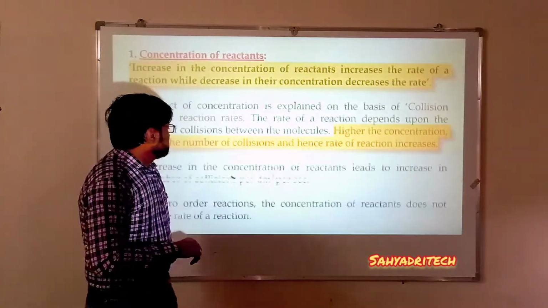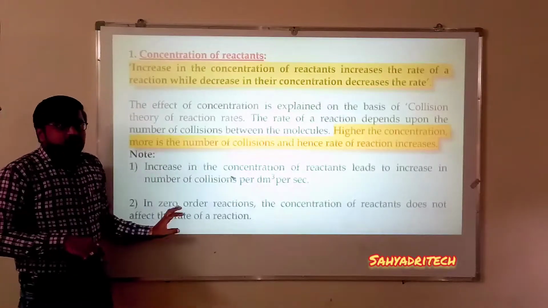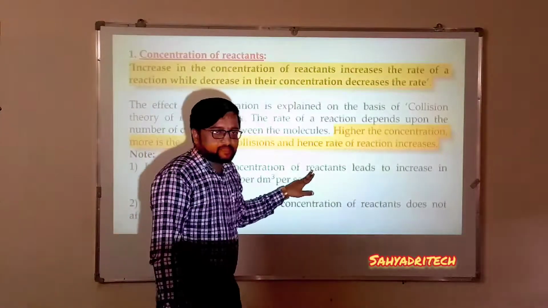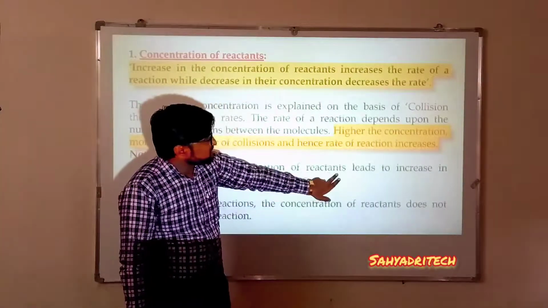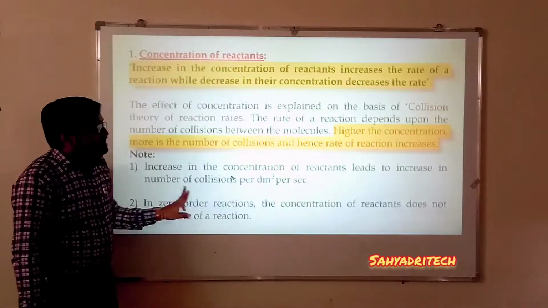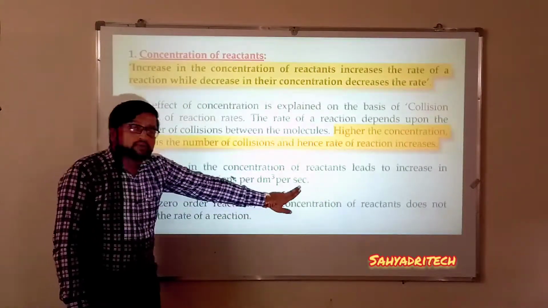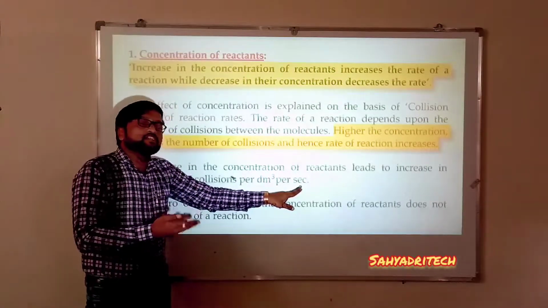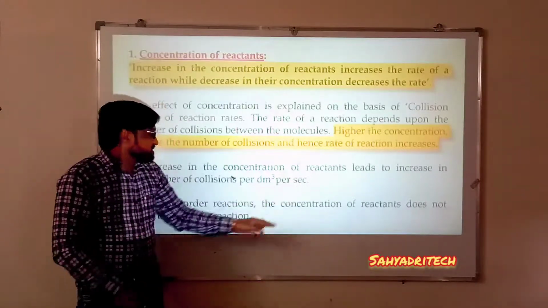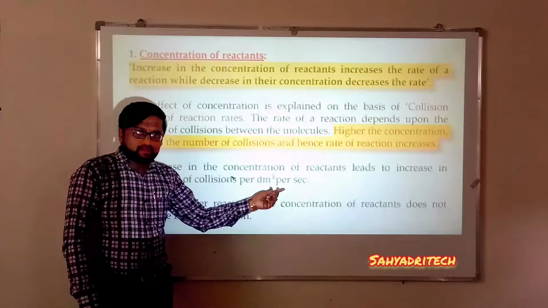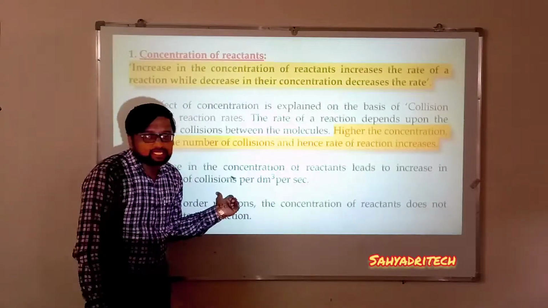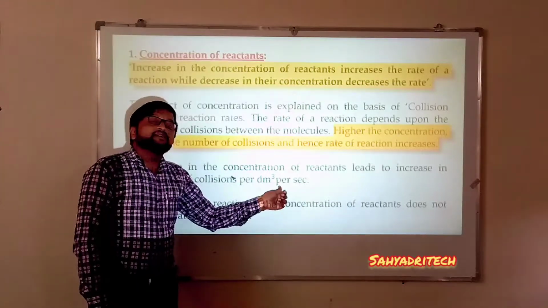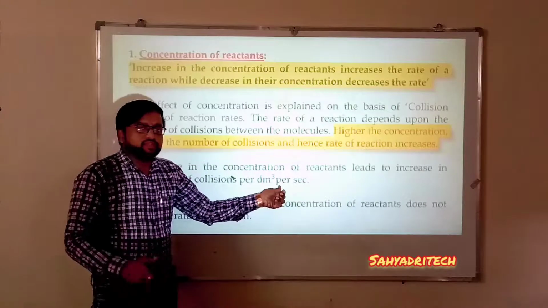Okay, well, the two important notes to be remembered here are: first, an increase in the concentration of reactants. As I mentioned, an increase in the concentration of a reactant means an increase in the number of collisions per dm cube per second. If the number of moles increases, in turn there will be an increase in the number of collisions per dm cube per second. So we call this the collision frequency. Simply, this number of collisions per dm cube per second is referred to as the collision frequency, and it increases.